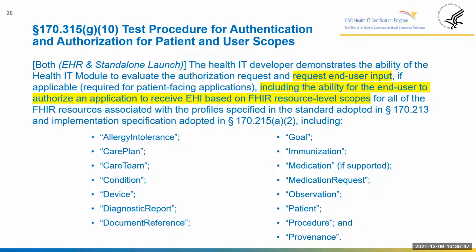So this is the requirement in the test procedure. The health IT developer has to actually demonstrate the ability of the health IT module to evaluate authorization requests and request user input. We require it for patient-facing applications, including the ability for the end user to authorize based on FHIR resource level scopes. And as part of the test procedure, we provided this list of resources that apply here because we thought this would help health IT developers that were implementing this.